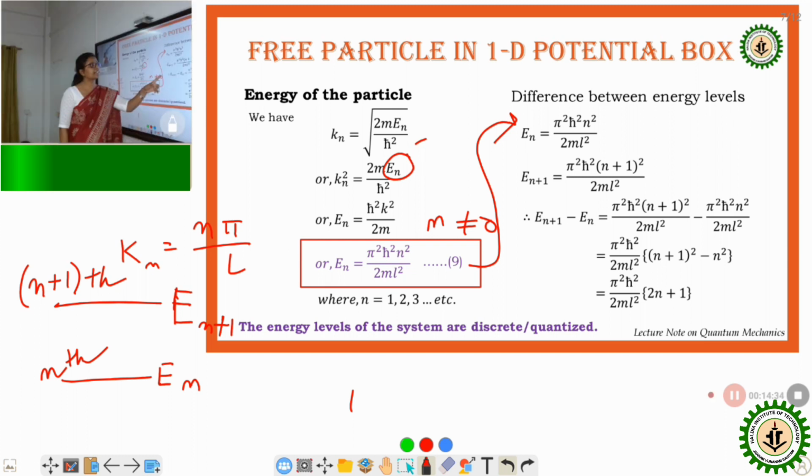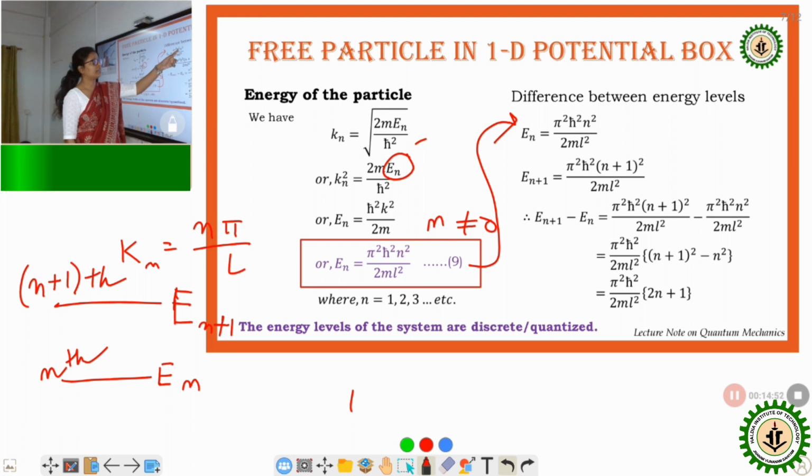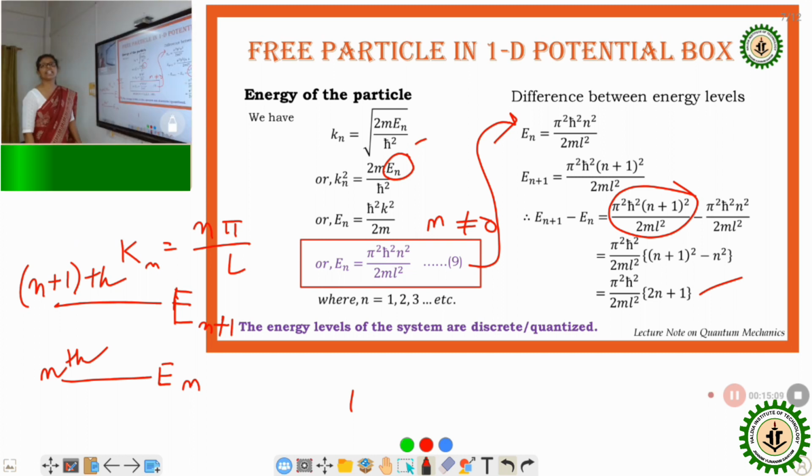Okay, so to get this, we can write En plus 1 minus En is equal to pi square h cut square by 2 m l square. This is the En plus 1, just substitute n plus 1 here in place of n. And this is the energy of the En plus 1 state, and this is the energy of the En state. So this is the difference between two successive energy levels.